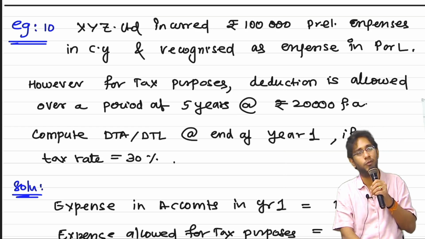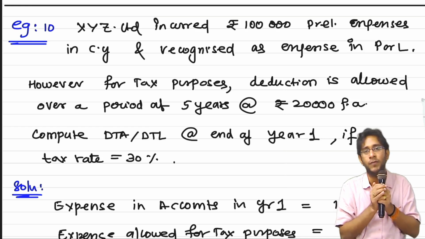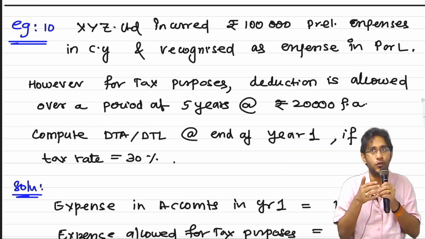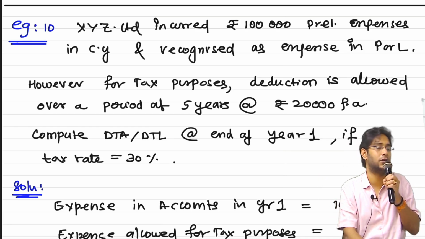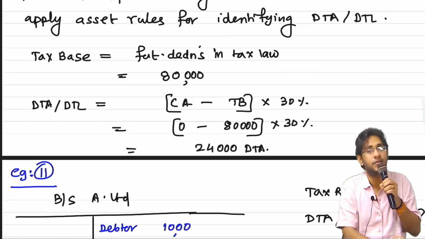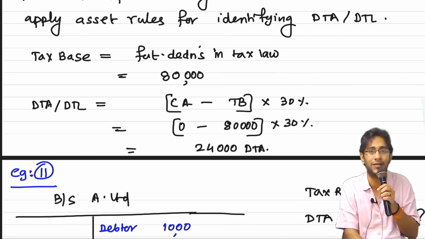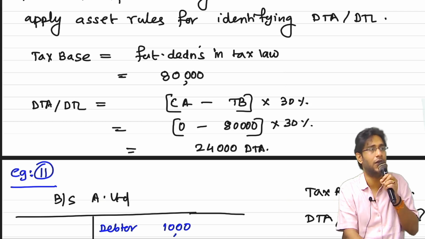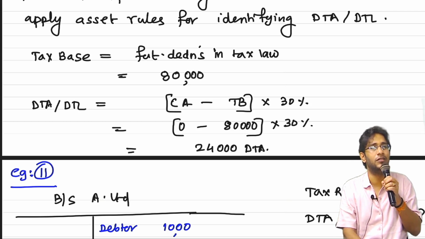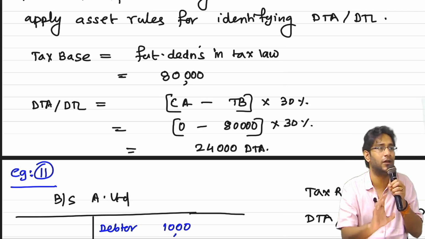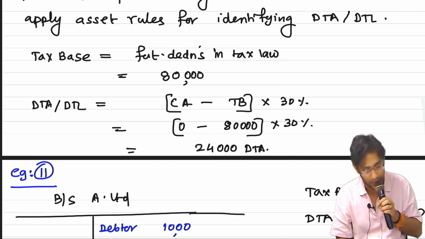What is the carrying amount of preliminary expenses in my balance sheet now? 0, because I booked off the entire thing into P&L account. What is tax base formula? Future deductions under Income Tax Act. Future deduction is 80,000. So DTA is equal to (CA minus TB) into 30%. CA is 0, TB is 80,000, into 30%. Brackets negative for an asset. Definitely DTA. If it is not working, you can make it work. Only thing is that's not an asset, but it's a debit item. You can still apply the asset related rule. Answer will still come. Are we clear here?